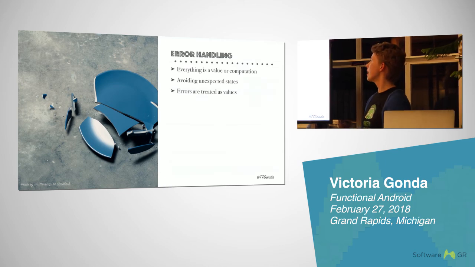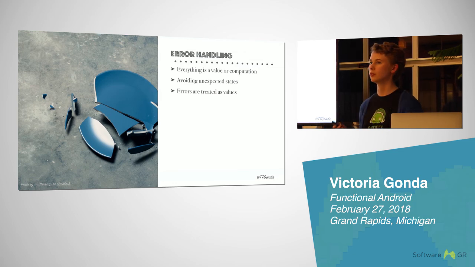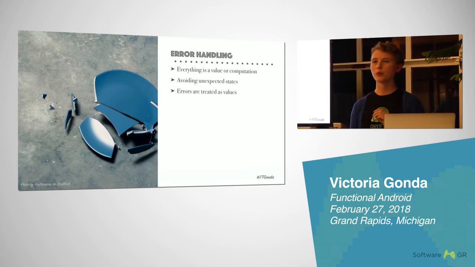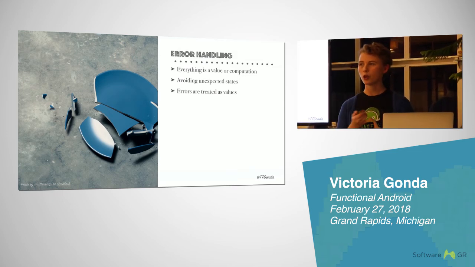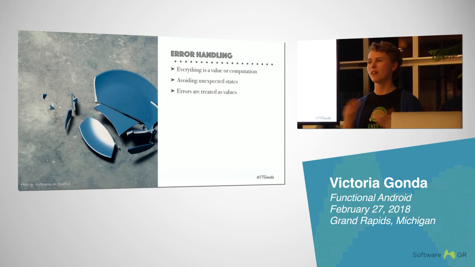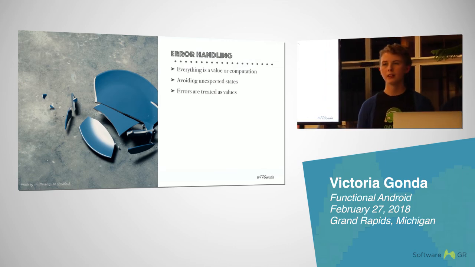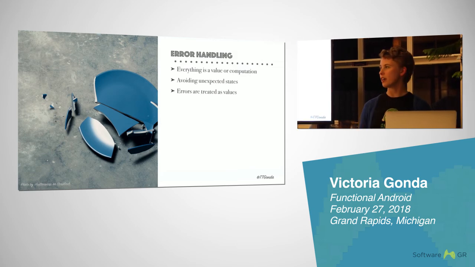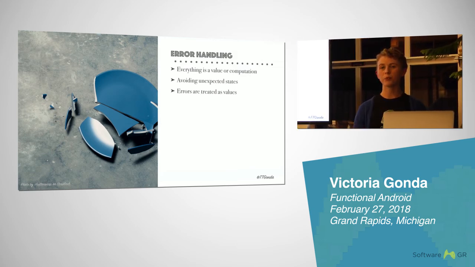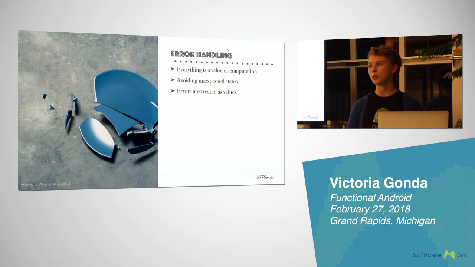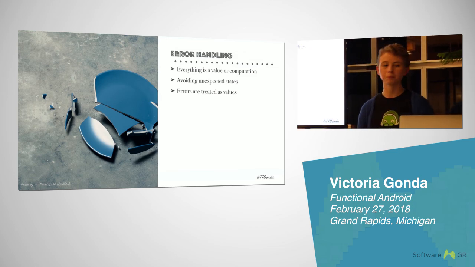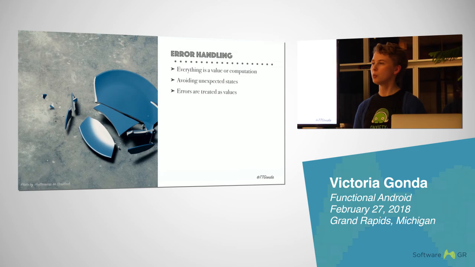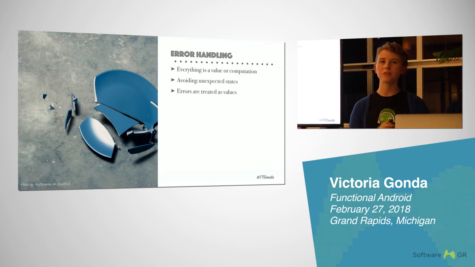All right. Next, we're going to look at error handling. This is the last property that we're going to look at in this. So in functional programming, if you haven't noticed yet, everything is either a value or a computation, an evaluation. This helps us to avoid unexpected states. And with error handling, we also want to avoid those unexpected states. We don't want something getting thrown somewhere and us not catching it because it's unexpected. So in functional programming, errors are treated as values.